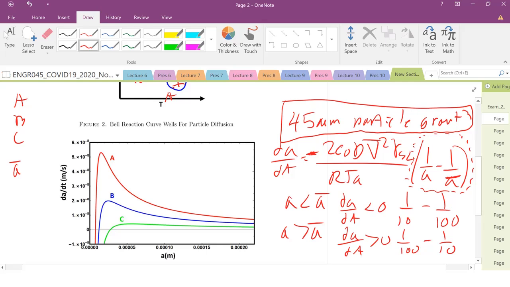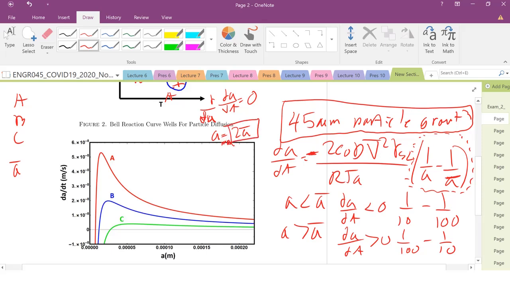Well, we figured out the fastest growing particle size: when you take the derivative of dA/dt with respect to A and set it equal to 0, you'll find that the fastest growing particle size, A max, is equal to 2A bar. So your fastest growing particle size is twice the average particle size here.